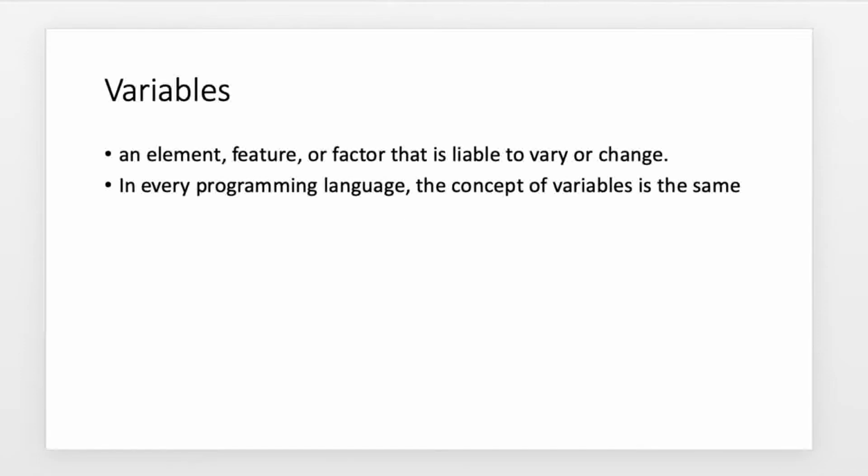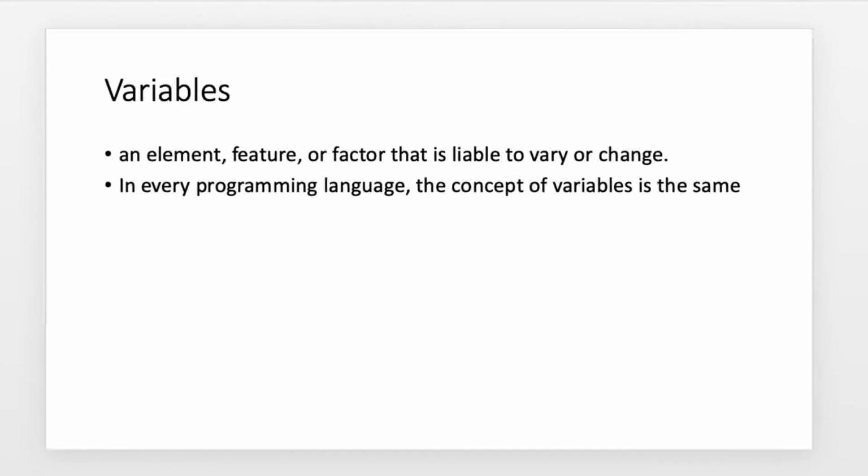So as usual, let's get started by talking about what a variable is. The dictionary definition of a variable is an element, feature, or factor that is liable to vary or change. And it's just like that in programming. It's something that you define and you can change it whenever you like.